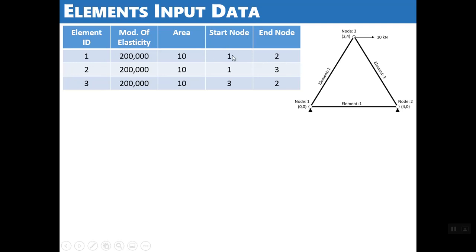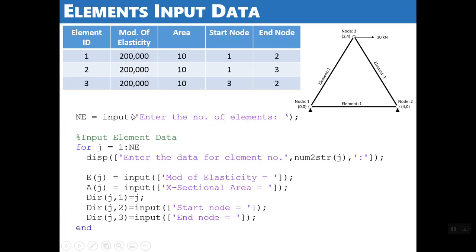Remember that starting node and ending node means that we can calculate length and orientation or angle of the element both. Both of these things can be calculated easily. To take this data as an input, we are going to begin with asking user how many elements are there in your truss.